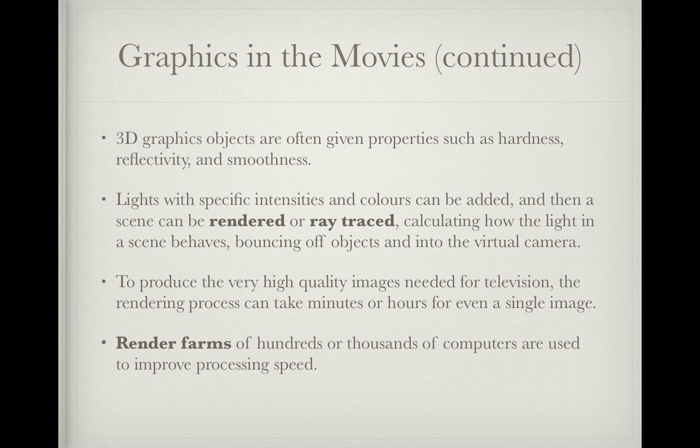To produce the very high quality images needed for television and movies, the rendering process can take minutes or hours for even a single image. For this purpose, render farms of hundreds or thousands of computers are used to improve processing speed. As you may remember from one of my earlier videos on mainframes and supercomputers, multiprocessing, the use of many processors to accomplish one task and improve processing speed, this is a similar scenario.